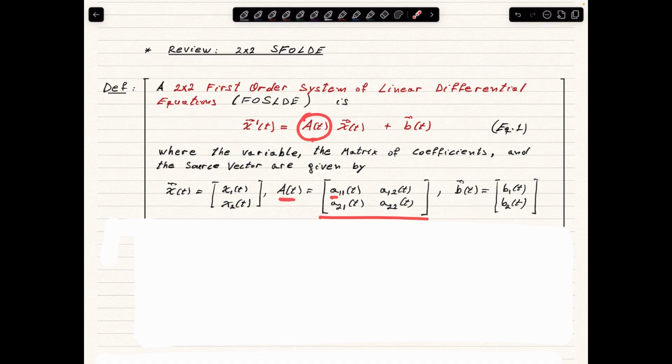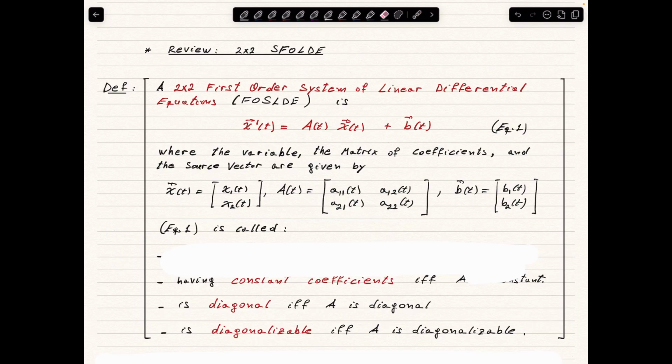The coefficients in general can depend on time, but we are going to focus today on constant coefficient equations, so there's not going to be time dependence here. And then we can have a source vector b that has two functions, b1 and b2, as components, and today we are going to focus on the case that we don't have this source vector, so this is 0, and this matrix is a constant matrix. So all these definitions are written down here.